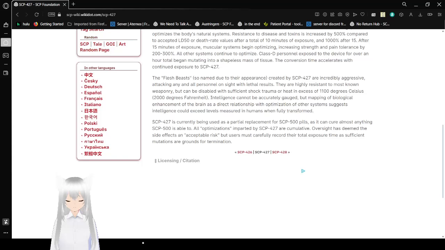So basically, it's a magical healing locket that can heal just about any disease or injury you get. But if you have it open around you for too long, you become a beast. Well, that was fun to read.